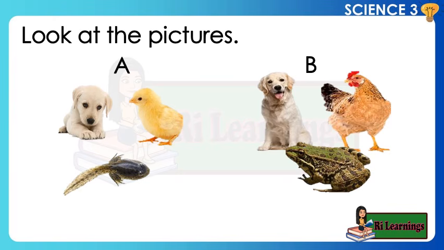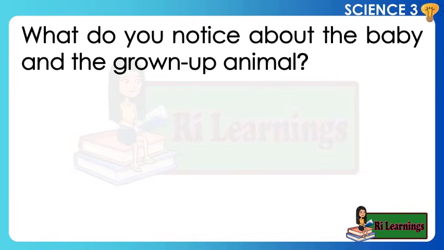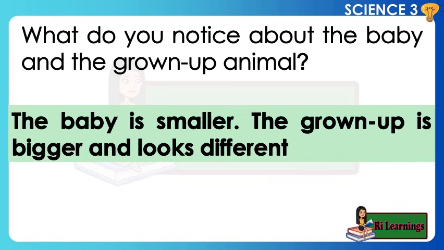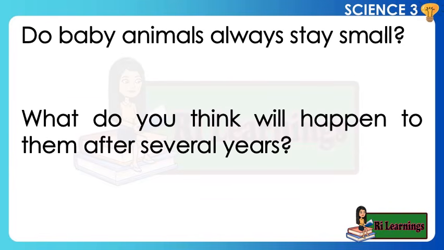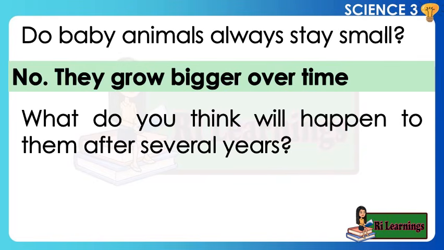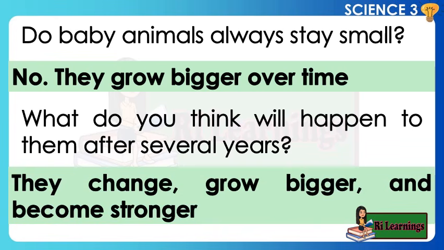Look at the pictures. What do you notice about the baby and the grown-up animal? The baby is smaller. The grown-up is bigger and looks different. Do baby animals always stay small? No, they grow bigger over time. What do you think will happen to them after several years? They change, grow bigger, and become stronger.